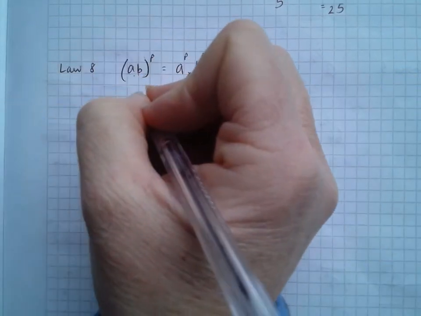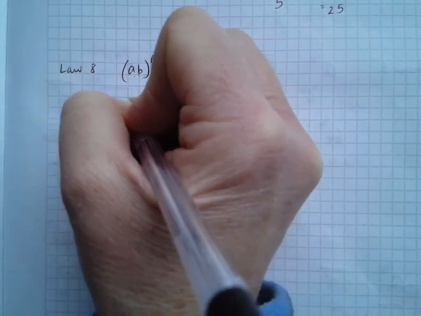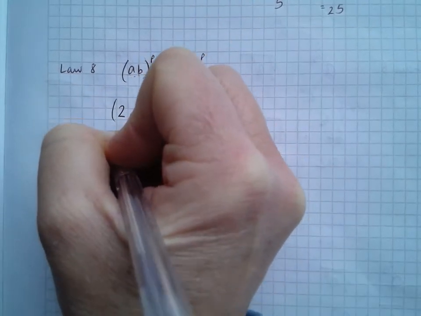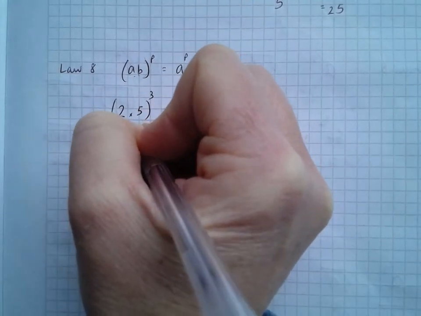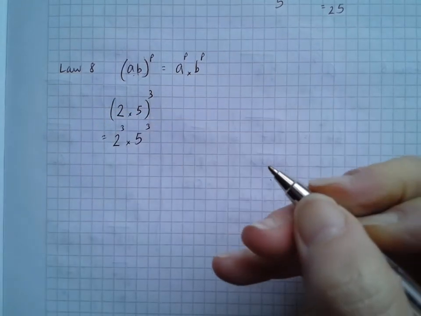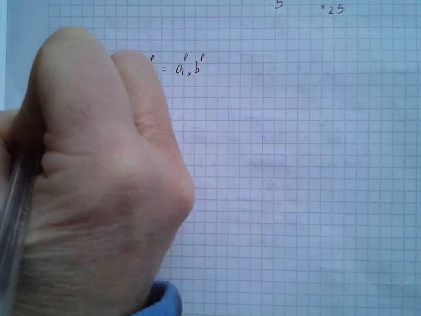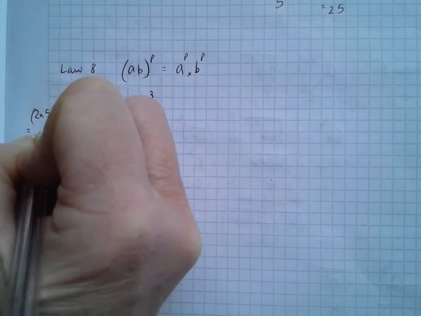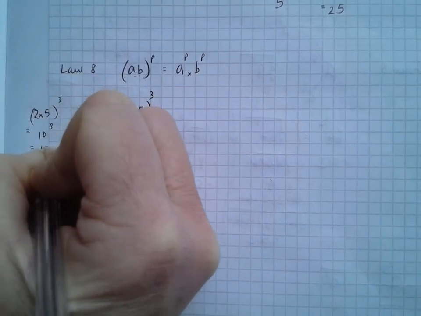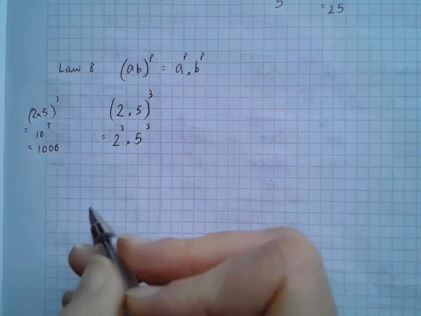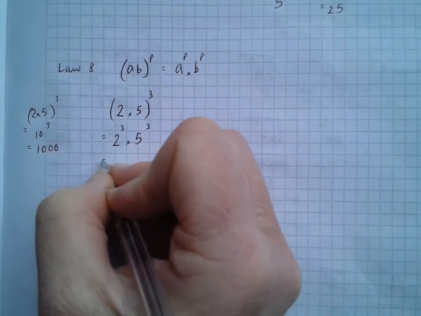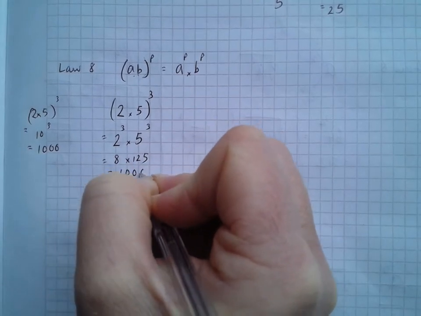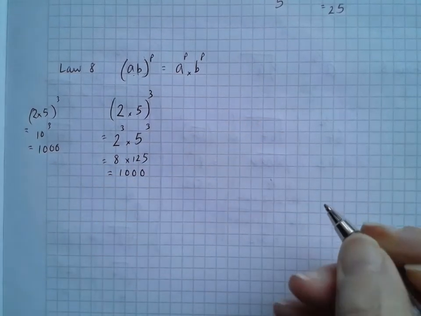So for instance, if I have 2 by 5 to the power of 3, that's the same as 2 cubed by 5 cubed. Let's just check that out and see if it's true. 2 by 5 to the power of 3 would be 10 to the power of 3, which would be 1000. And 2 cubed by 5 cubed would be 8 by 125, which would also be 1000. So it's the same thing.